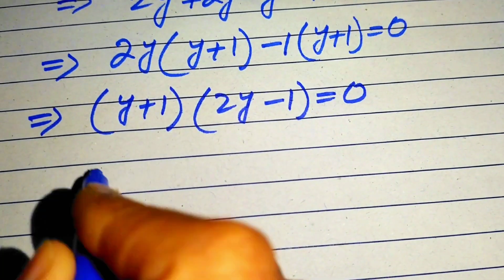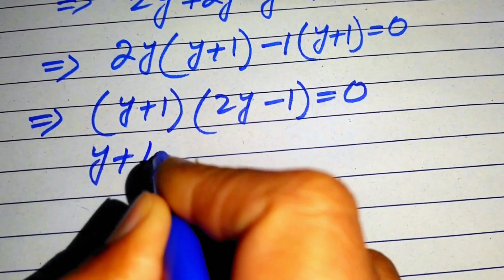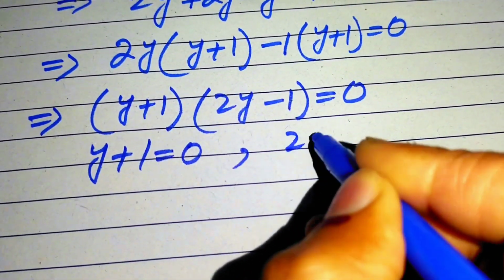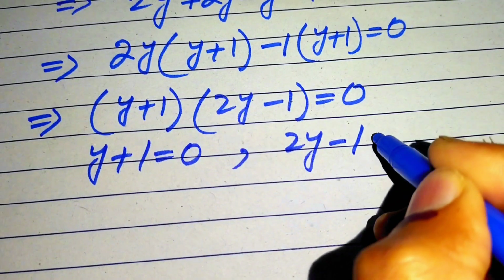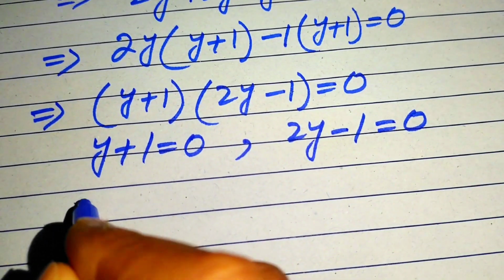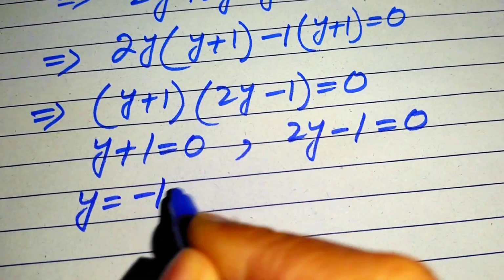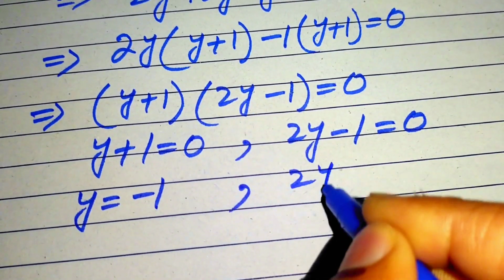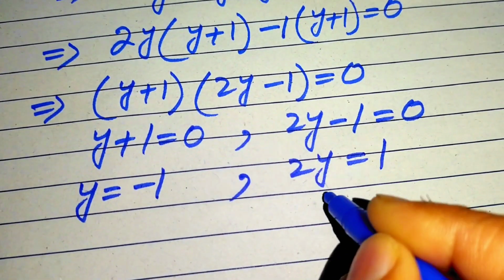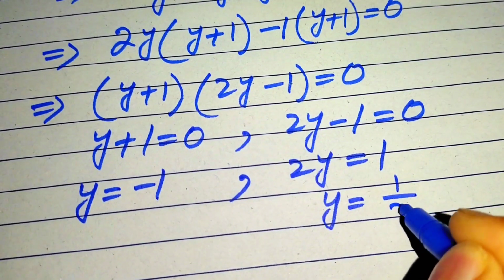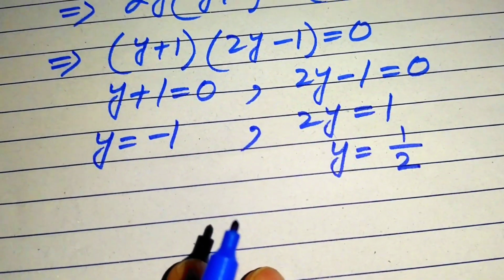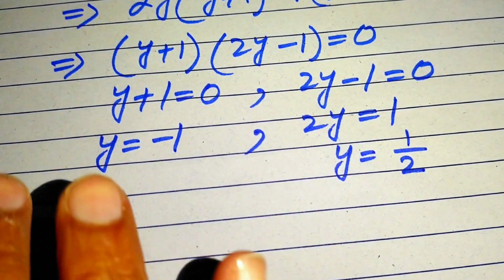So here we have two cases. The first case is we take y plus 1 equals to 0, and the second case is we take 2y minus 1 equals to 0. So in this case we get y equals to minus 1, and in this case we get 2y equals to 1 and y equals to 1 by 2. So now we back substitute the values of y.